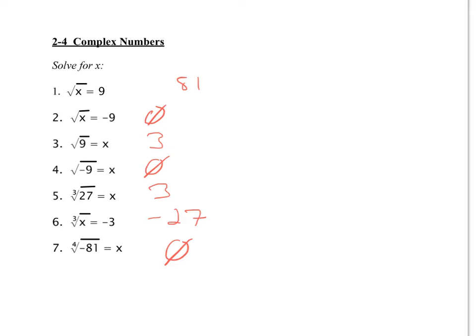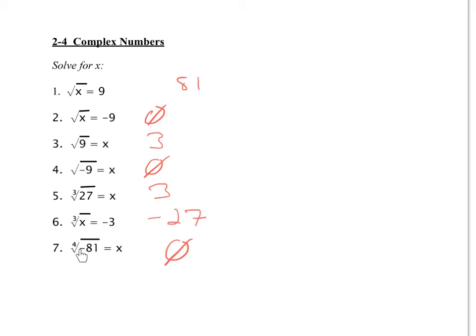Example 5 here, the third root now. The third root of 27 is 3 because 3 to the third power is 27. The third root of x is equal to negative 3. Well, yes, we can take the third root of a negative number and have a negative answer because it's an odd root. So therefore this answer is negative 27.